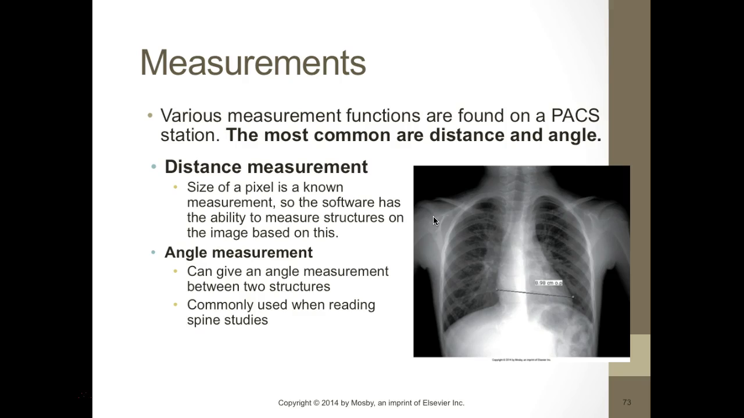So measurements, this is usually done by the radiologist, and we usually use the distance and the angle. For the distance, the size of the pixel is known, so the software has the ability to measure structures on the image based on this. The angle can give you an angle measurement between two structures, so it's commonly used when reading spine studies. So you can see here, this is a measurement right there.